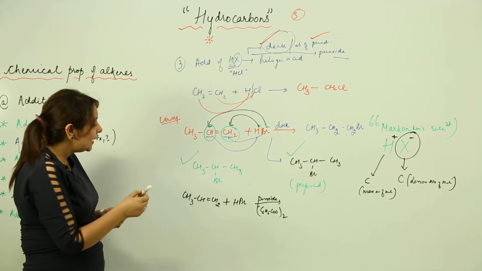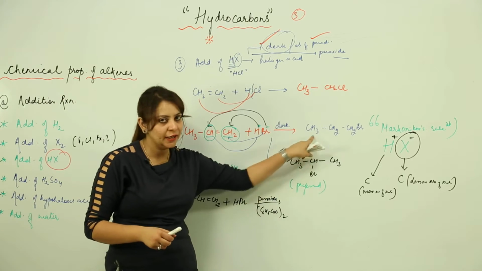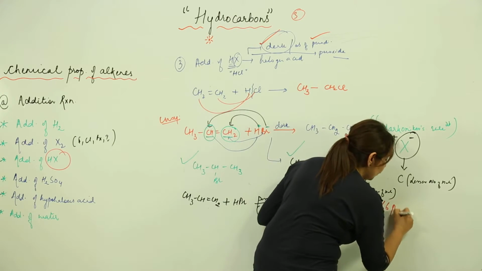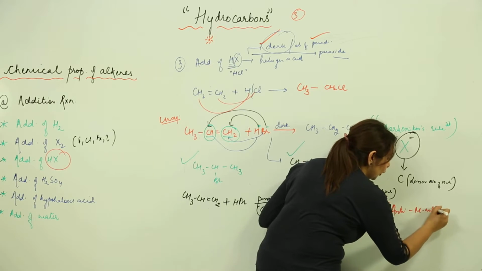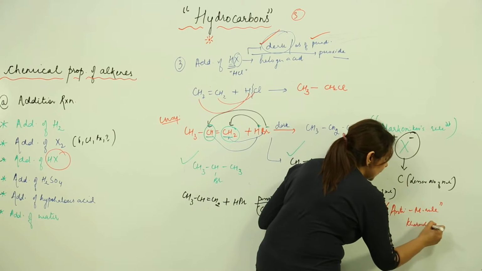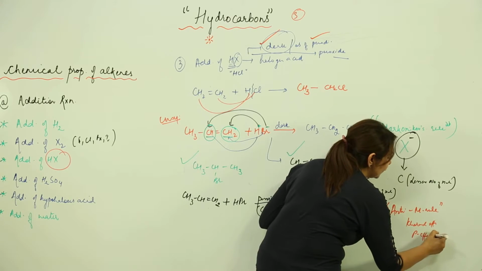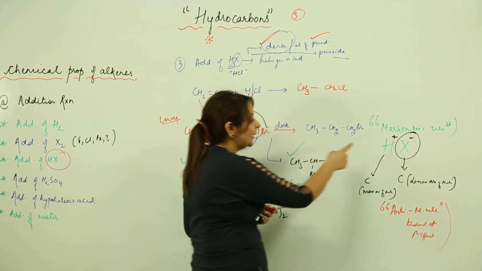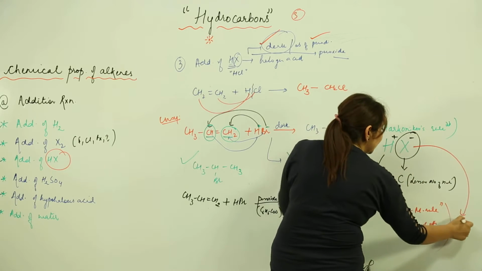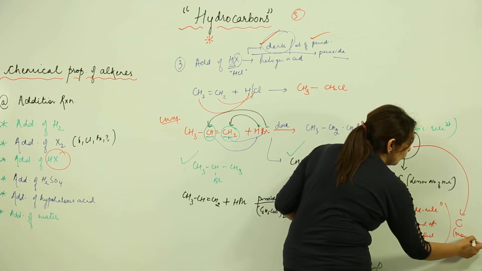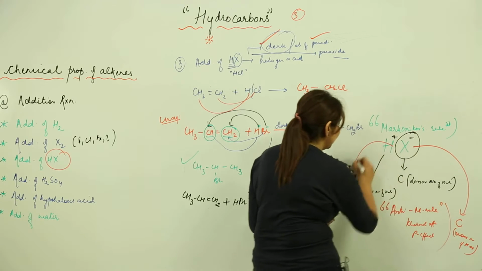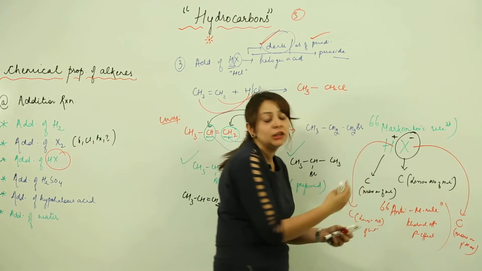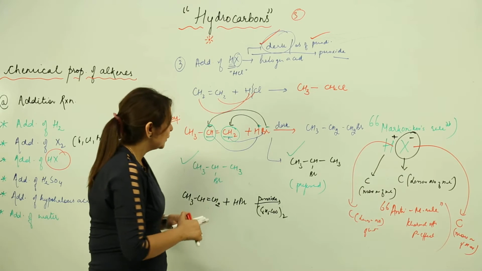So what happens? Again in this case, the addition can occur in both ways. But this time, the rule we follow is the anti-Markovnikov rule, also called the Kharasch effect, also called the peroxide effect. Either of the names you can use. It is actually anti to Markovnikov's rule. That means according to this, the negative part is going to attach to the carbon atom which carries more hydrogen atoms, and the hydrogen is going to attach to the carbon atom which carries fewer hydrogen atoms. That means Markovnikov's rule actually gets reversed, right? So this is what is going to happen here.